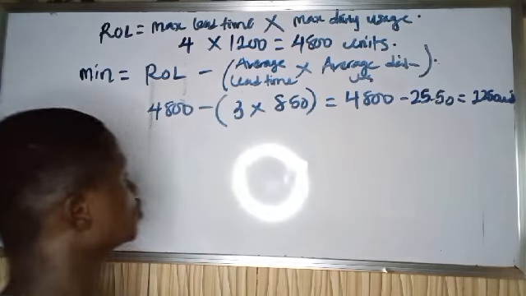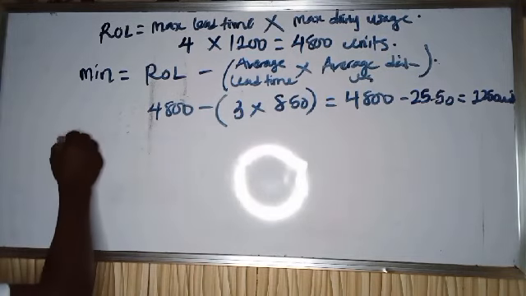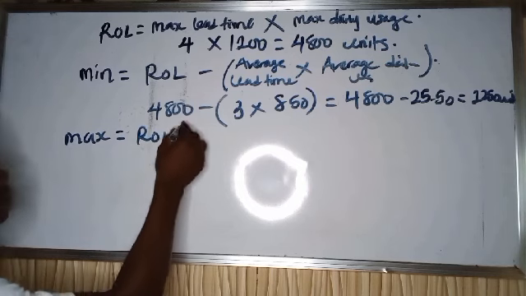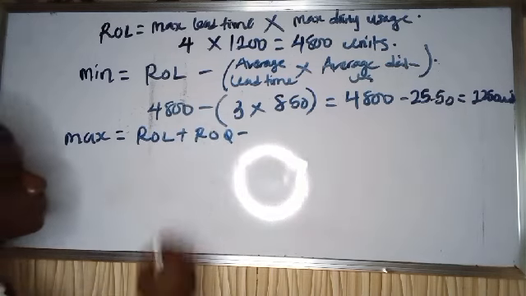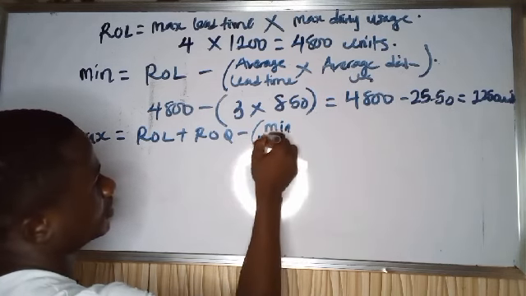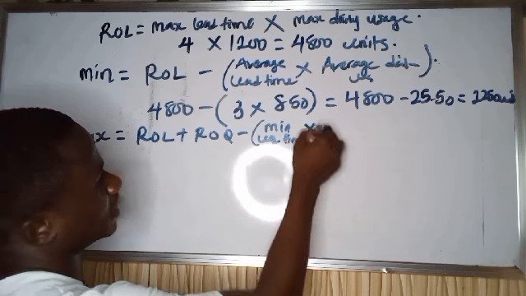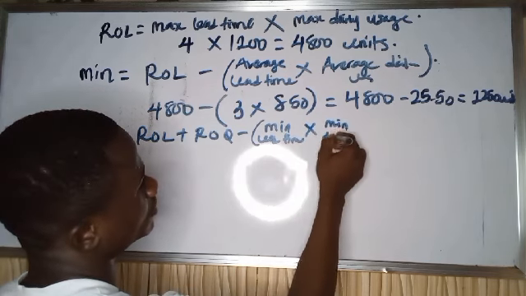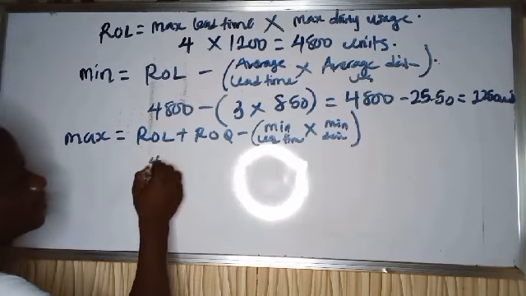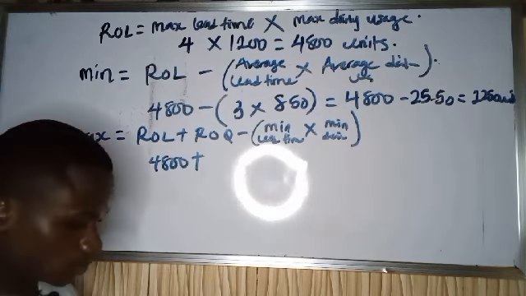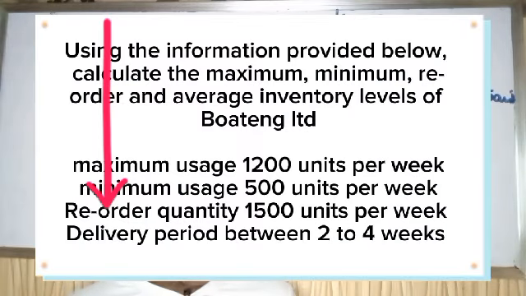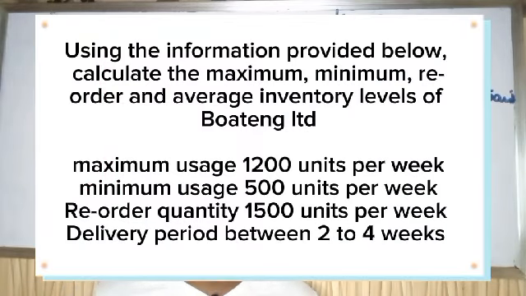So let's do the next one, which is our maximum inventory level. I already said that it is reorder level plus reorder quantity minus minimum lead time times minimum daily usage. So our reorder level is 4,800 plus our reorder quantity. From our question, we assume that in this question reorder quantity has been given. Our reorder quantity is 1,500 units per week.